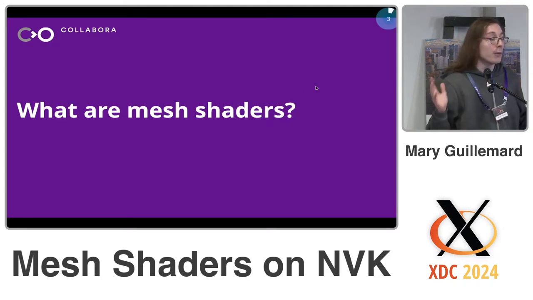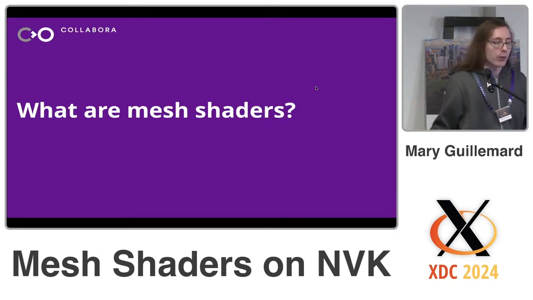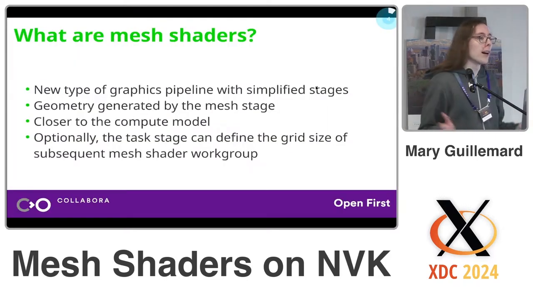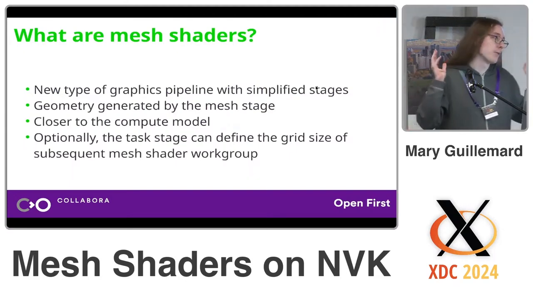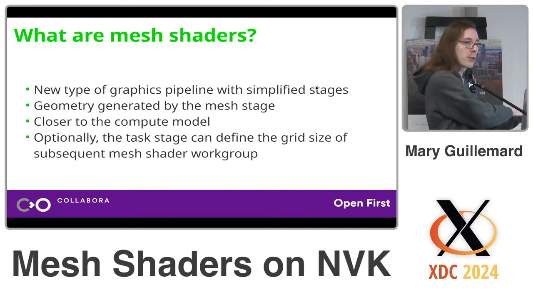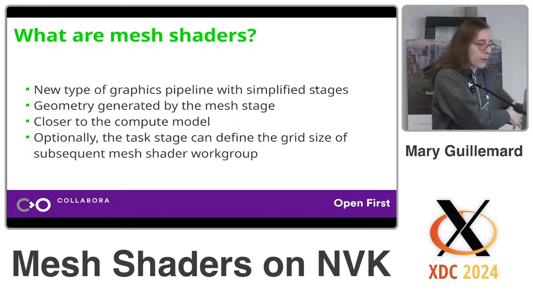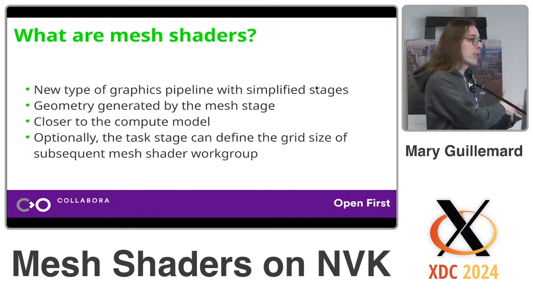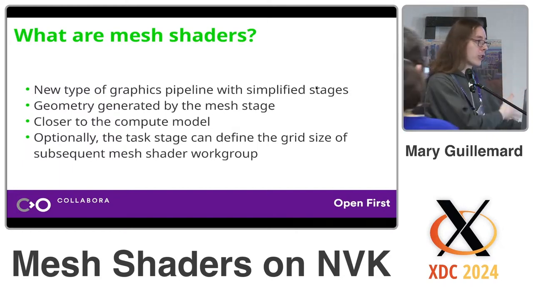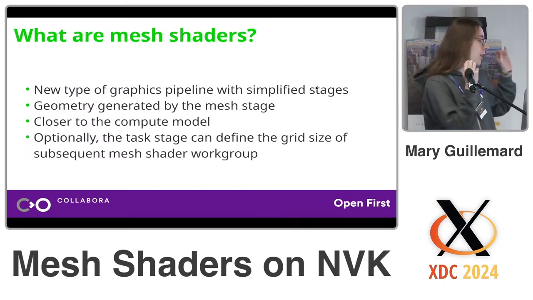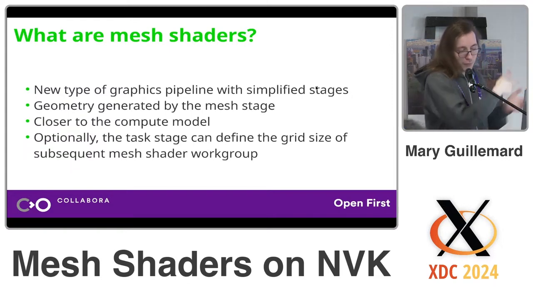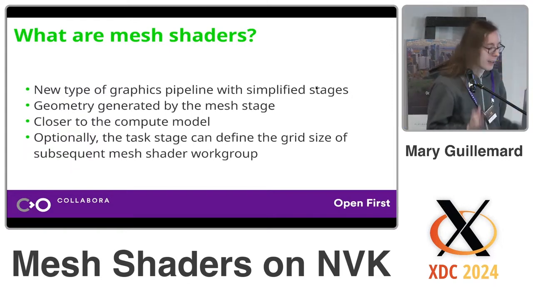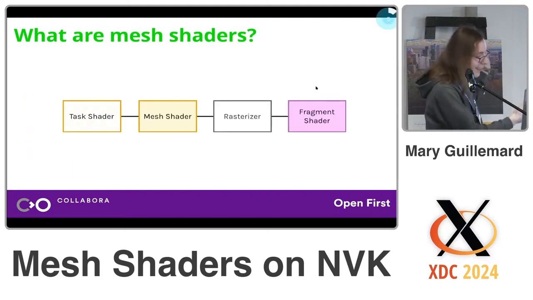So first of all, what are mesh shaders? Mesh shaders are part of a new type of graphics pipeline with simplified stages. You have the mesh shader stage that will generate all your geometry, and that's really closer to the actual compute model because you actually dispatch mesh workgroups. You can also optionally have a task shader that allows you to change the size of the subsequent mesh workgroups. So yeah, it's kind of simple. You get a pipeline like that.